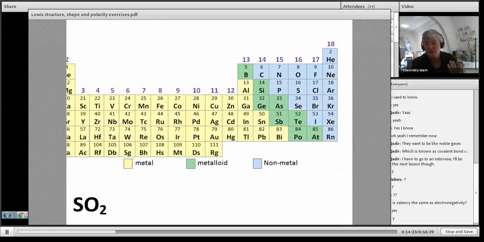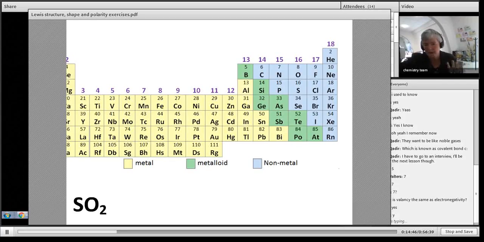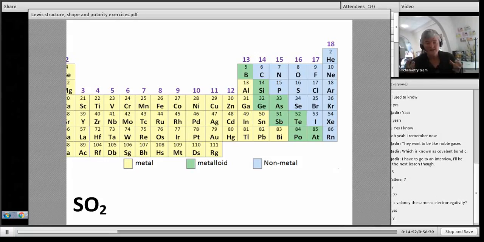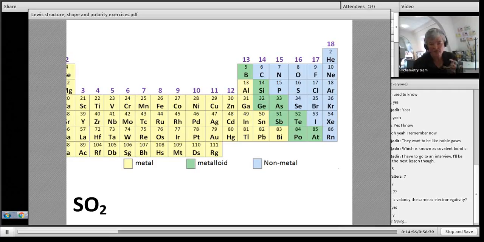It's only got 3, a valency of 3. Group 16 has got 6 valence electrons, but 18 subtract 16 is 2. So it is a valency of 2. So combining power of 2. Now, electronegativity is not the same as valency. Valency is the combining power. How many other atoms can it combine with?